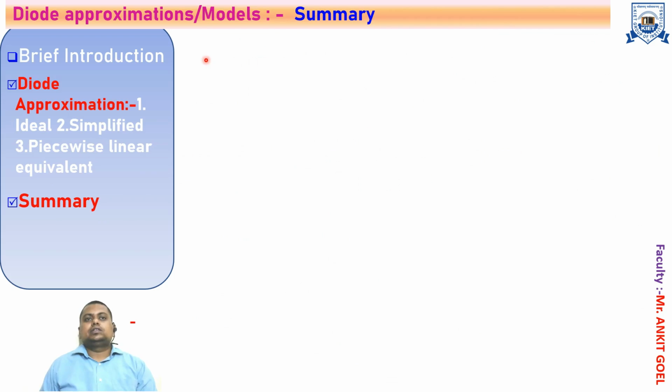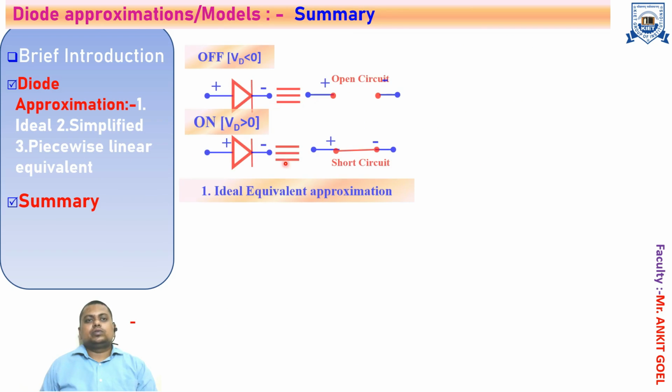So let's summarize all the diode approximation models. This is the first approximation model, that is the ideal equivalent approximation model. In the off state, when the voltage is less than 0 volt, it is replaced by the open circuit, while for positive voltage it is replaced by the short circuit. It will behave as a perfect conductor in the on state and as a perfect insulator in the off state. This is the ideal equivalent approximation.